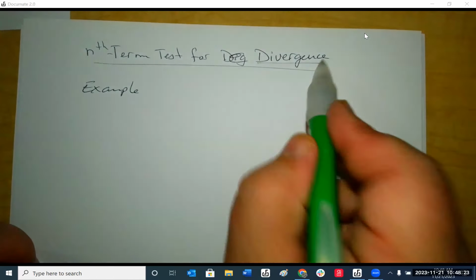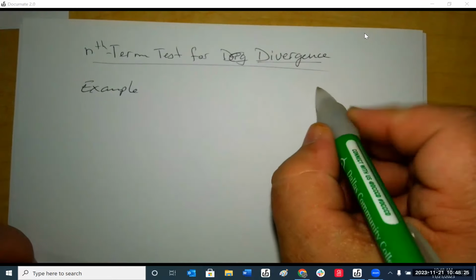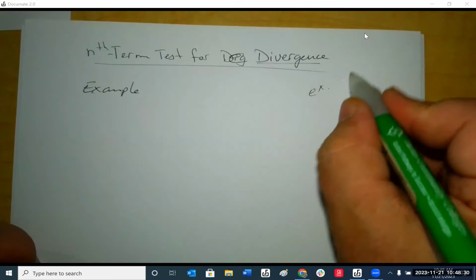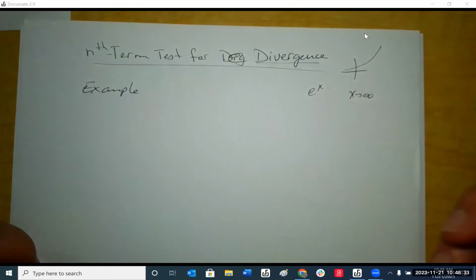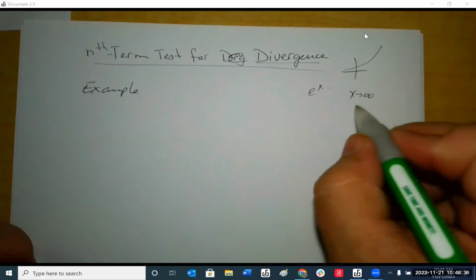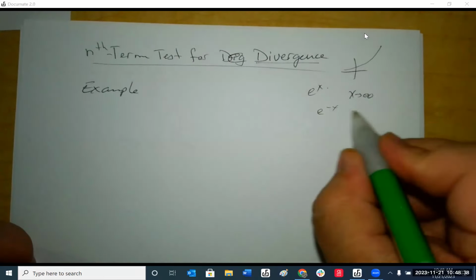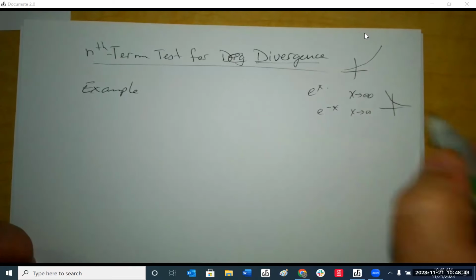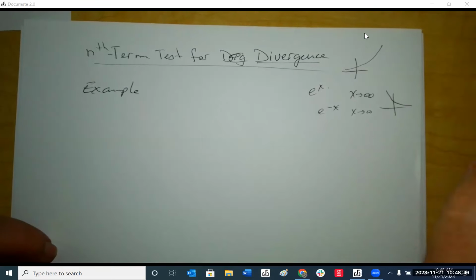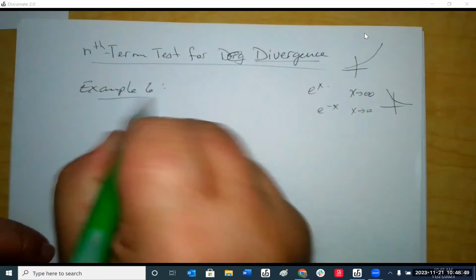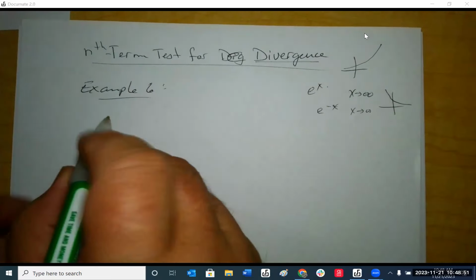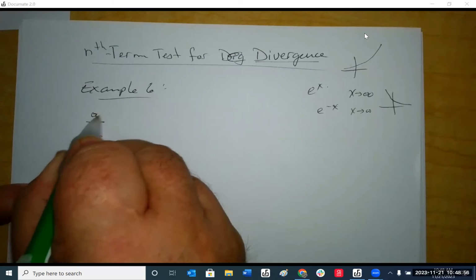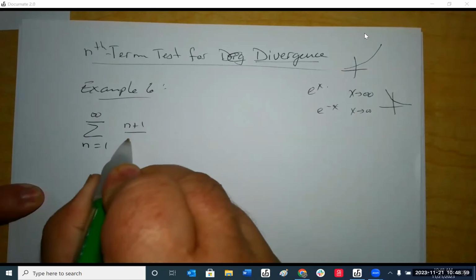So it diverges. For example, e to the x as x goes to infinity diverges because the graph keeps on going higher. It doesn't become small. E to the negative x, on the other hand, as x goes to infinity, converges because it gets smaller, smaller, smaller. So it all depends on what your values are. So we're looking at the series n equals 1 to infinity of n plus 1 over n.